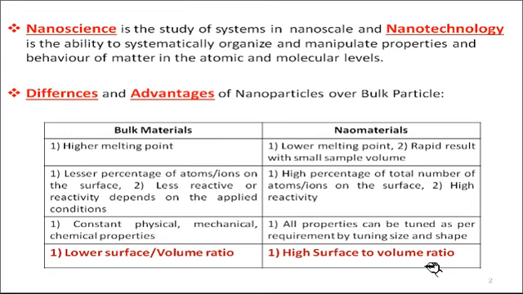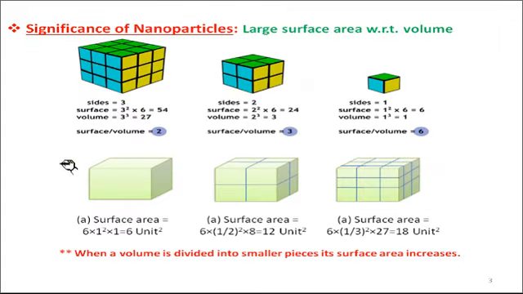So in the case of nanomaterials, the advantage over the bulk is the high surface to volume ratio. We always use the term high surface to volume ratio, not only high surface area. Suppose you see one smaller particle and compare it to a bigger particle. Of course you will see a larger volume in the case of the bigger particle compared to the smaller particle.